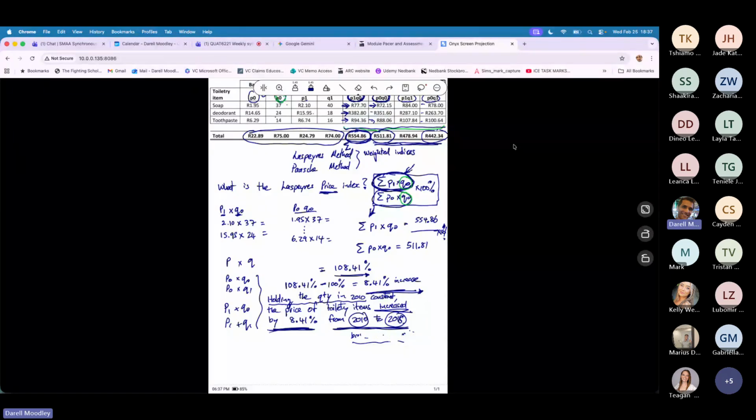Okay, so now I've shown you how to do the Laspeyres price index, and the Paasche price index is pretty much the same thing. If you understood this, the Paasche price index is very, very similar. There's just one change to the formula. Okay, so let me clear this.